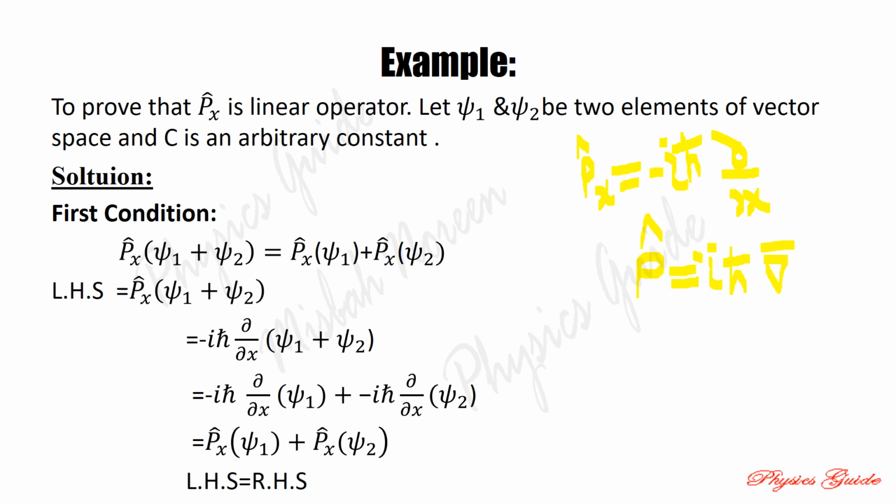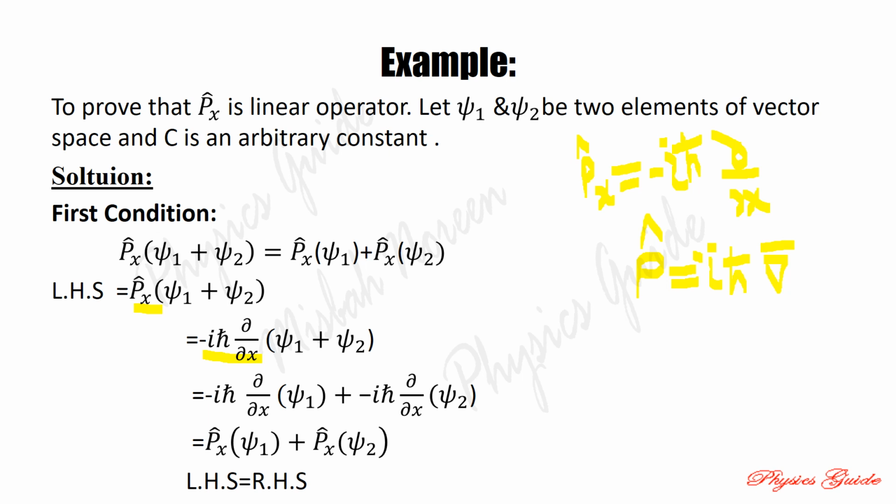So here we take p of x, then we replace the momentum operator with minus iota h cut curly over curly x. So students, this momentum operator applies on both elements of the vector space, psi 1 plus psi 2. So we multiply minus iota h cut curly over curly x into psi 1 plus minus iota h cut curly over curly x into psi of 2.